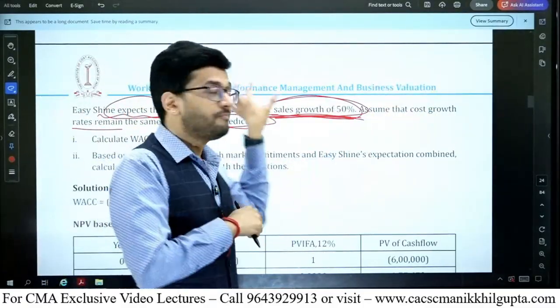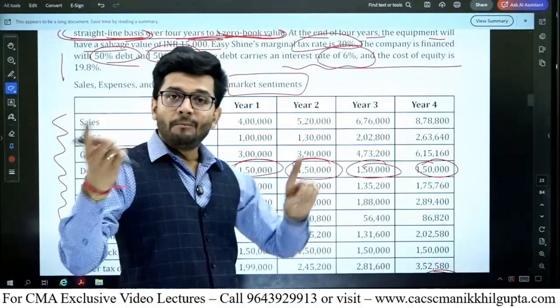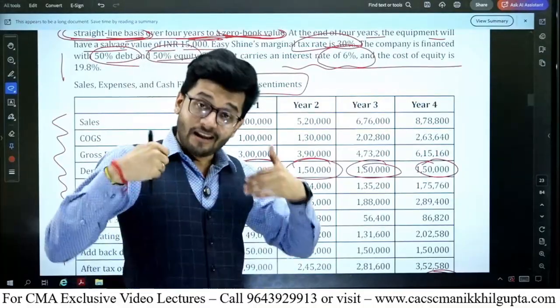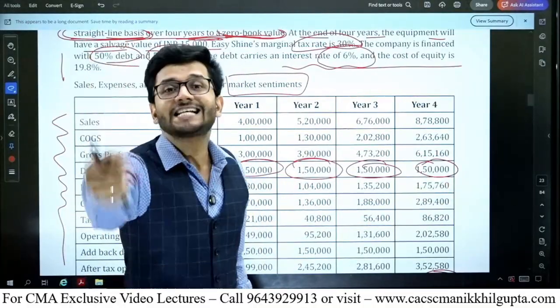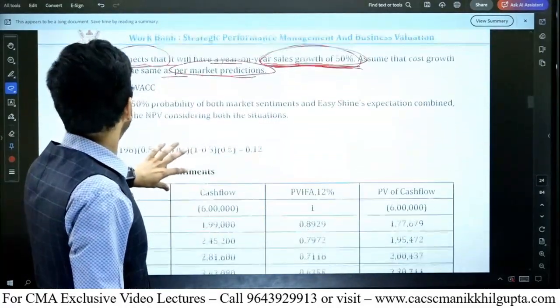The sales number will change. So this entire calculation will change as per the expectation. So these are the cash flows as per the market sentiments, and we'll now calculate the cash flows as per the expectation of the management. Both are different. Okay, sir, got it.